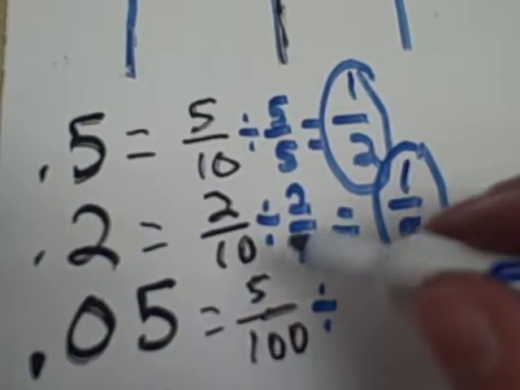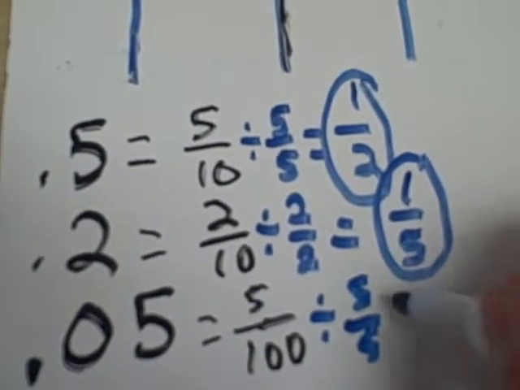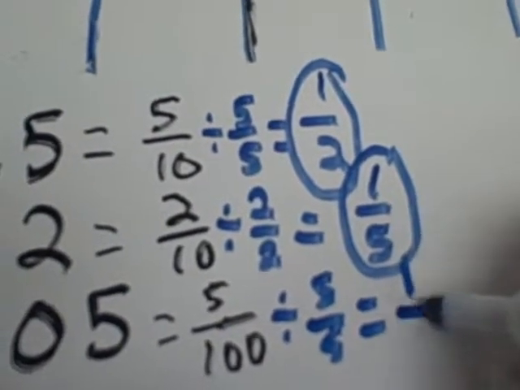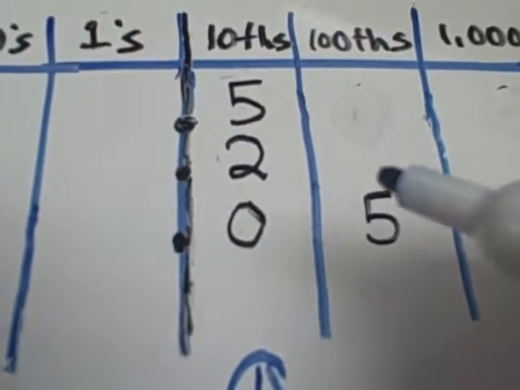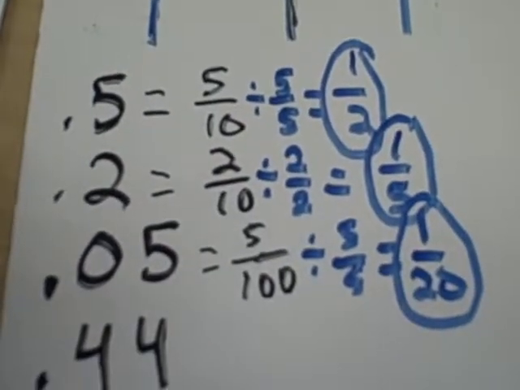But I know as a mathematician, I can simplify that. I can divide the numerator and the denominator by 5. And 5 divided by 5 is 1. And 100 divided by 5 is 20. So my new fraction, which is equivalent to 0.05, is 1/20th. 0.05 times 20 makes a whole. It's 1/20th of a whole. Let's try the next one.